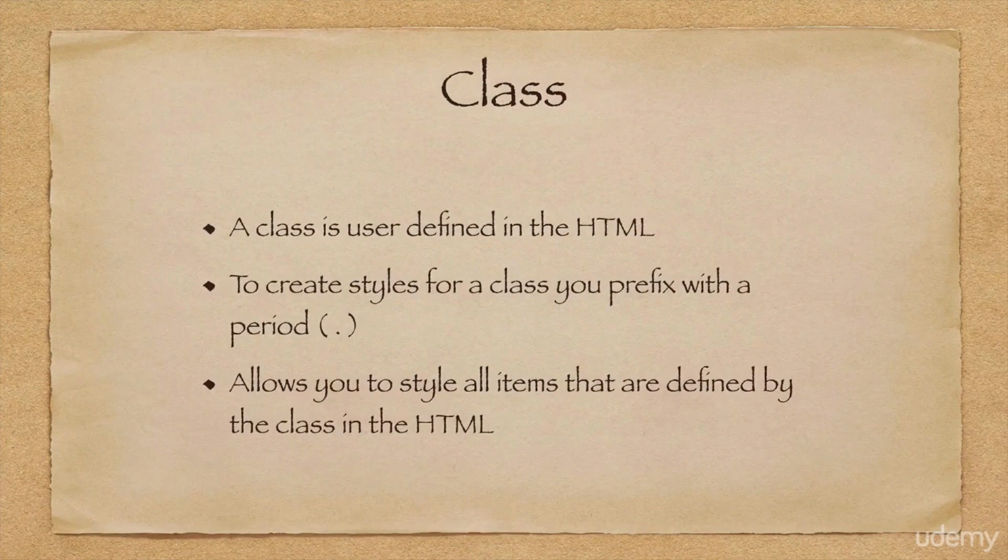A class is a user-defined item in the HTML. When we want to create some styling for a class, you need to prefix the class name with a period. So you'd put dot and then the class name open brace. And what this does, it allows you to style all the items that are defined within that class in the HTML. So it's kind of like a grouping so that you can style everything within that group.